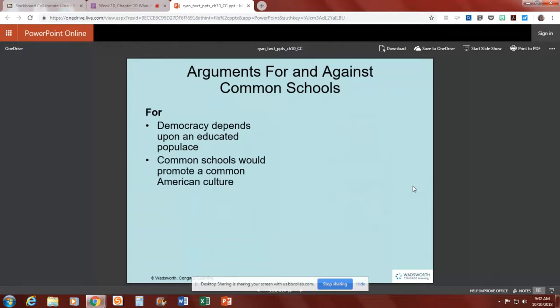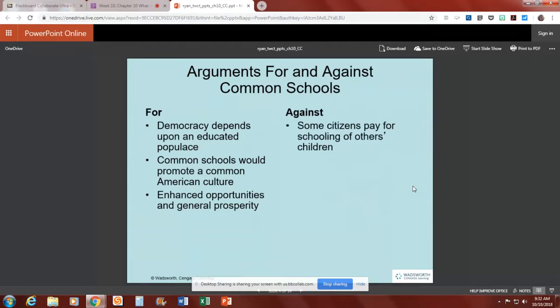Also for, common schools would promote a common American culture. And another for is enhancing the opportunities for general prosperity. Against is going to be that some citizens pay for the schooling of other children. And the idea of the common school is that education is provided for the average person, and it is maybe not for all at this time.